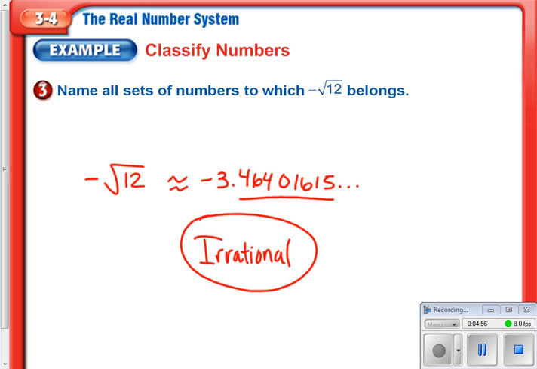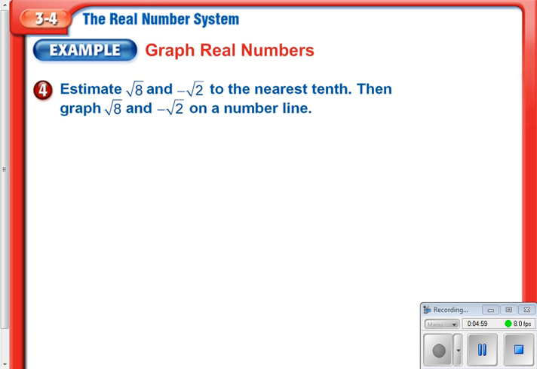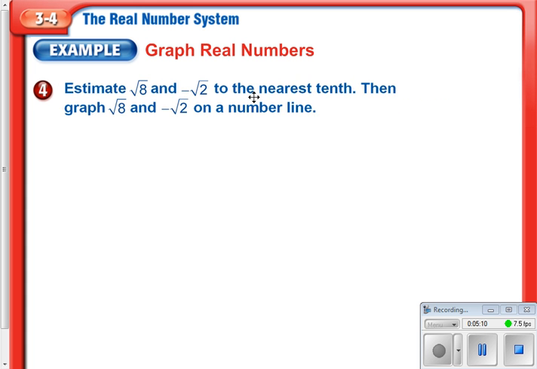Example 4. Today when we estimate here on example 4, I'm going to actually let you use your calculator for your estimation. The biggest thing I'm going to look at is the rounding piece. So I want to make sure that we're rounding to the nearest tenth. So we're going to round square root 8 and negative square root 2. Go ahead, type that in on your calculator, and you would find out that the square root of 8 is approximately 2.8, rounded to the nearest tenth. Negative square root 2 is approximately negative 1.4, rounded to the nearest tenth.